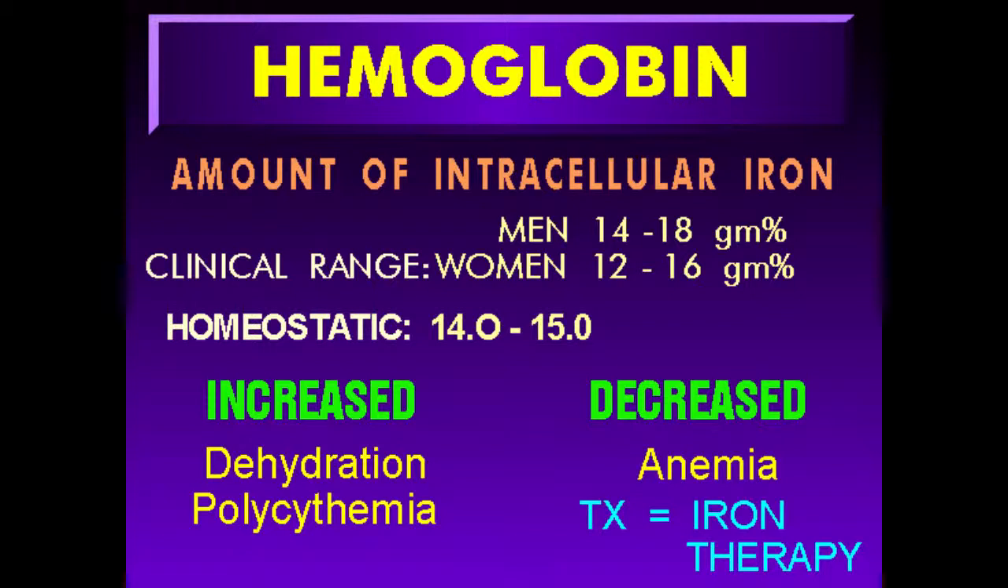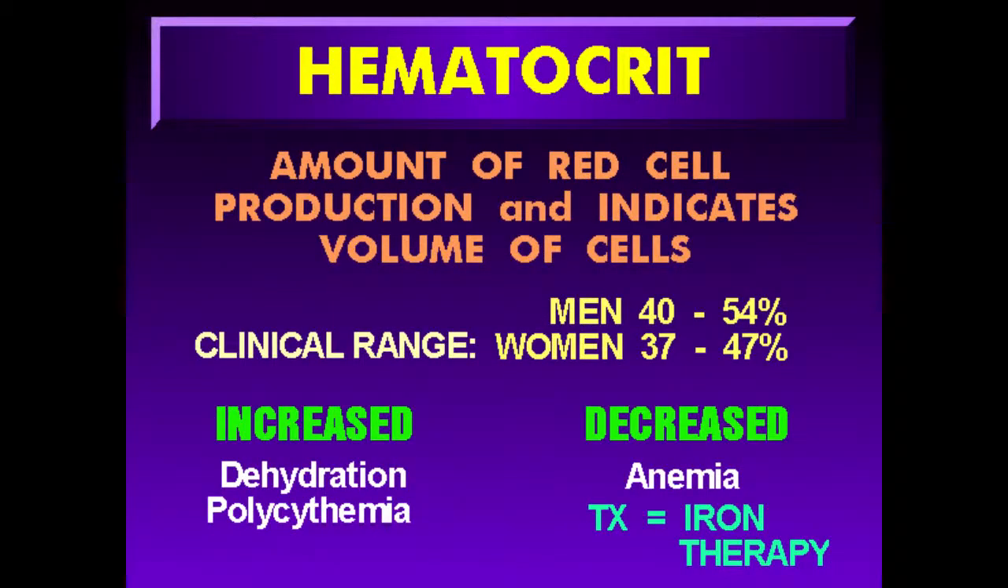Influenced by the spleen and bone marrow, hemoglobin reveals the amount of intracellular iron in the red blood cells. Increased hemoglobin values are seen in dehydration and polycythemia, whereas pathologically decreased hemoglobin values occur in anemia. The hematocrit reveals the amount of red blood cell production, or cell volume, and is influenced by the spleen. It is pathologically increased in dehydration and polycythemia, and is depressed in anemia.